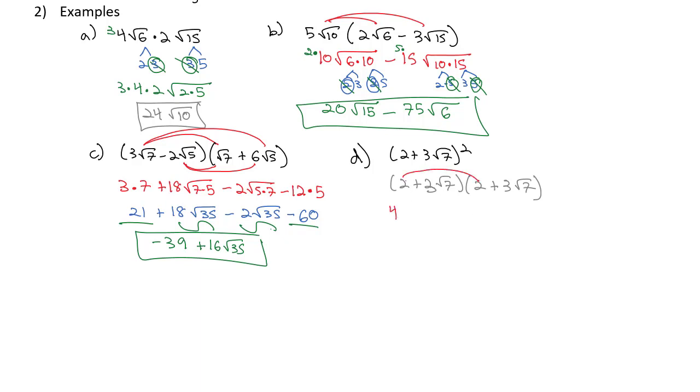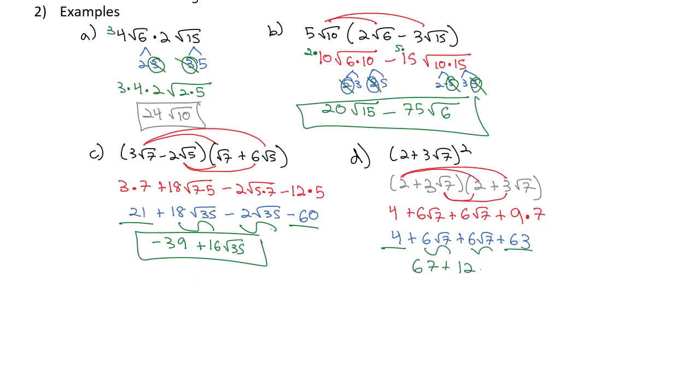2 times 2 is 4. 2 times 3 is 6 with a root 7. 3 times 2 is 6 with a root 7. And 3 times 3 is 9. And root 7 times root 7 is just 7, because that 7 squared comes out. No more radical remaining. Doing a little simplifying, these radicals don't simplify at all, but 9 times 7 does. That's 63. So if we combine like terms, we end up with 67 plus 12 square roots of 7.